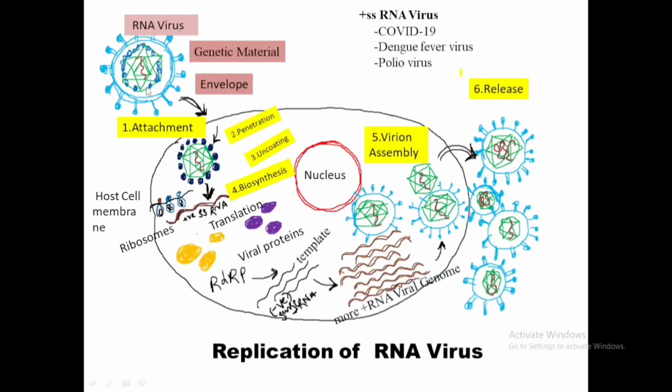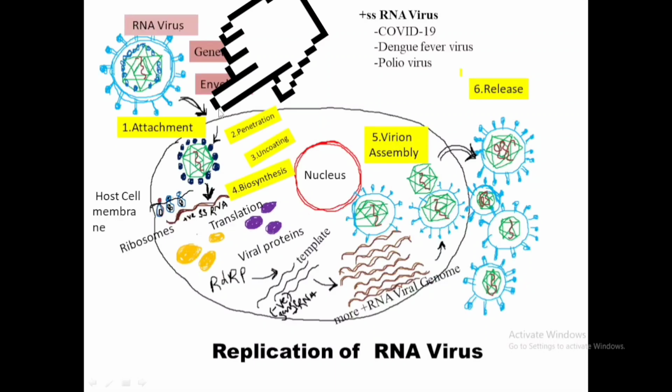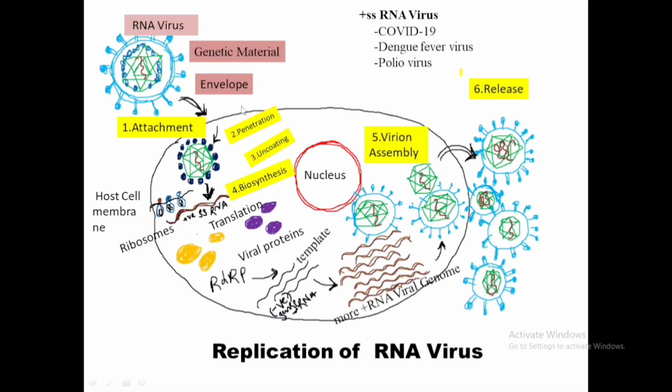First step is attachment. Attachment is a very specific process. The virus comes and attaches to the host cell surface receptors. After attachment we see the penetration process. What does penetration mean? The viral nucleocapsid enters the cytoplasm of the host cell. If it is an enveloped virus, the envelope fuses with the host cell membrane and the nucleocapsid enters into the cytoplasm. If it is a non-enveloped virus, the nucleocapsid enters the host cell cytoplasm by endocytosis.